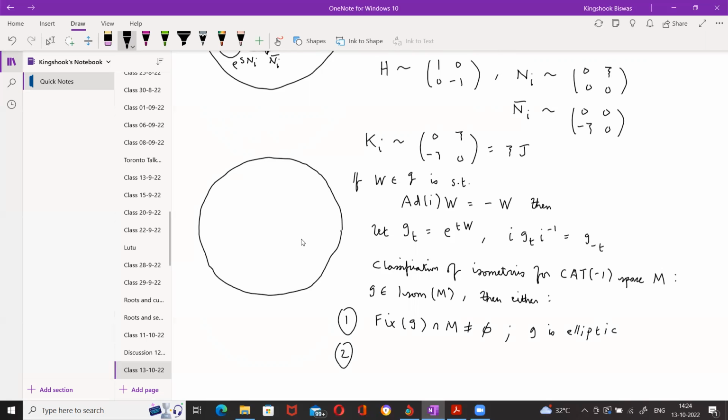Otherwise, Fix G is a singleton, say xi, which is in the boundary of M. So there are no fixed points inside. There's just one fixed point on the boundary. So then we say G is parabolic.